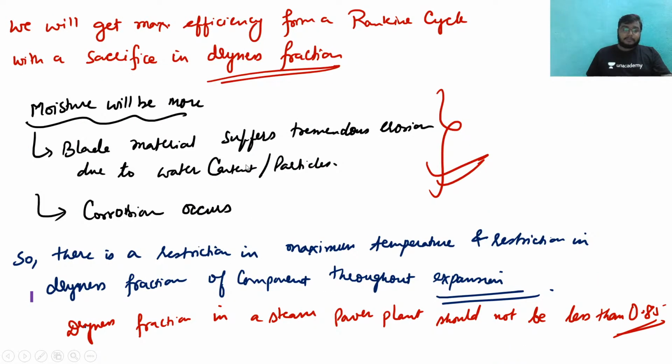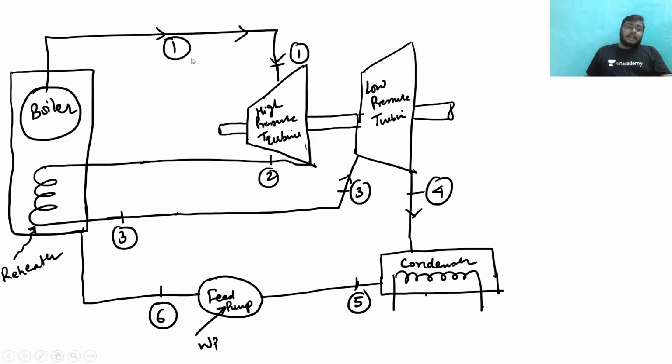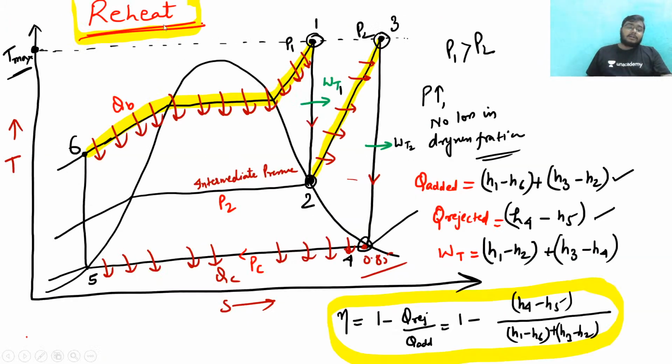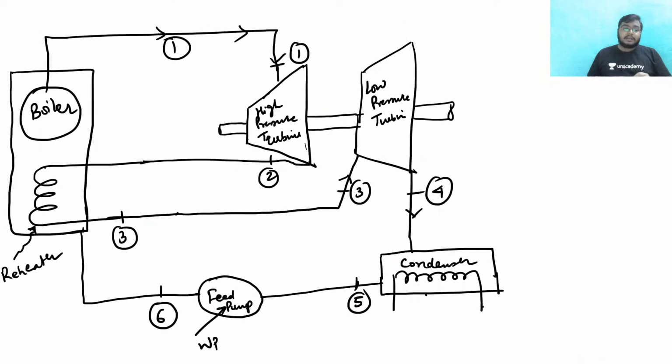Now based upon that, we have found a method called reheat, and with the reheat method I am getting good efficiency. So reheat is a method by which I am increasing the efficiency. The next method is called regeneration, and this method we are going to do in the next part.